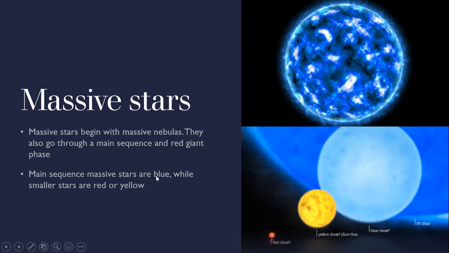Oh, see, I'm ahead of the game. Smaller stars will be red or yellow. So here's a red dwarf, here's a yellow dwarf like our sun, here's a blue dwarf, and then here is just a massive star, like this blue outline here. I can't quite make out what it says. Massive stars are going to be at least 9 times greater than the size of our sun.